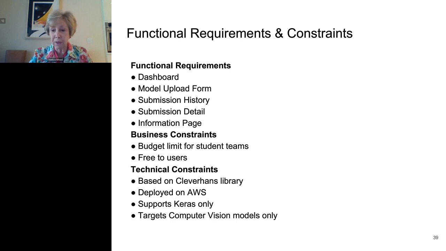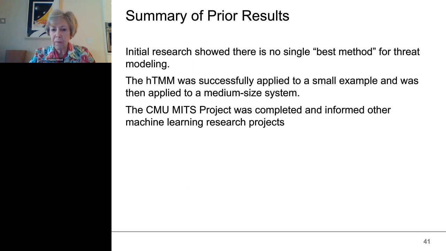It worked pretty well, but it was very much a student project with a student prototype as a result. It didn't become a commercial product, but it provided some good ideas that were actually input to our machine learning researchers. So looking at everything that we did in both threat modeling and machine learning, we learned that there was no single best method for threat modeling. We produced a hybrid method, documented it in our reports and in some papers, and provided it to a small example and then the medium-sized customer system. And then we completed the student project on machine learning, which was used to inform other machine learning research projects.